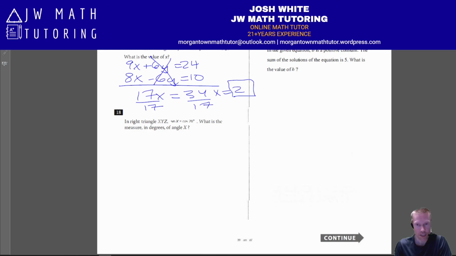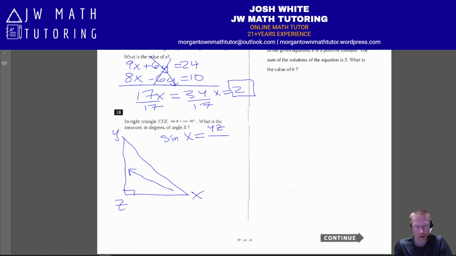Okay, for problem number 18, this one is basically some trigonometry or also geometry. So first thing I would do is draw a right triangle here. Let's just put x here, we'll put y up here, we'll put z here. So we know sine of x, if we write it out, it's opposite over hypotenuse. So here, the opposite side would be yz, over the hypotenuse, which would be xy. So the sine of angle x is equal to this side over that side.